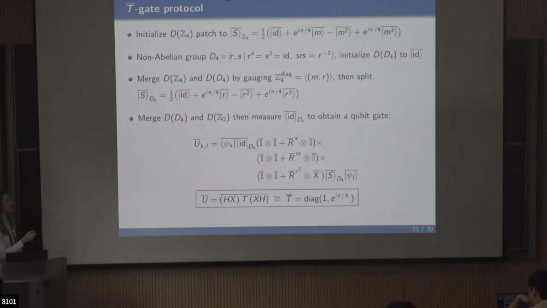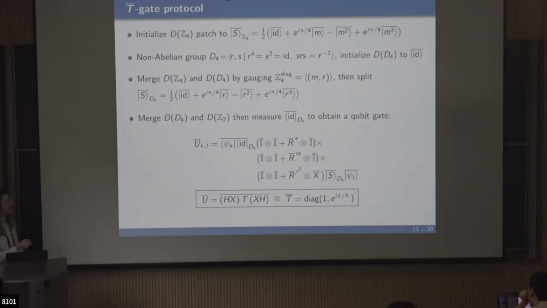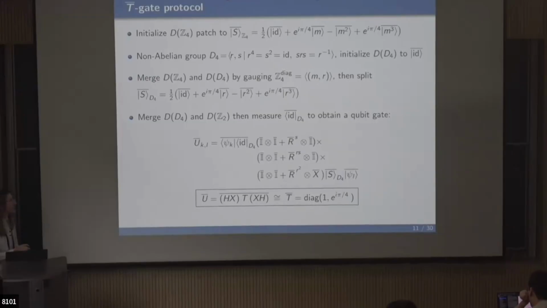So, however, this can be prepared in the Z4 code because it's a stabilizer state for Z4. Then to merge and split into D4, we basically want to teleport this state from Z4 into D4. And we do this simply by gauging Z4 diag. So this is just a diagonal where M is the Z4 generator and R is the generator of Z4 in D4. We merge and split them, and this simply teleports the state into the D4 patch.